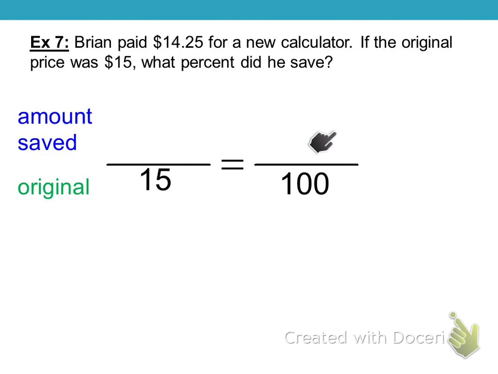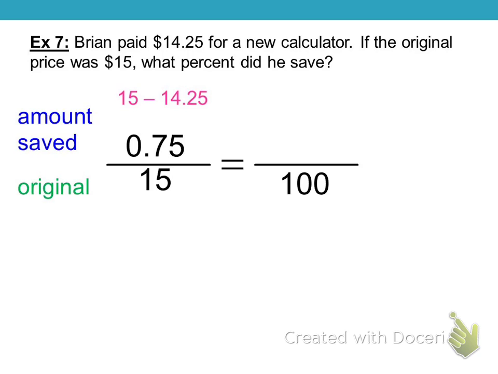Well, we're going to put an X here. So if this gives us the percent that was taken off the price, we need the amount that was taken off the price. They have to represent the same thing. So if my answer is going to be the percent that he saved, the number over here needs to be the amount that he saved. So you would have to take the original price minus the $14.25. He saved 75 cents. That's what we use when we cross multiply.